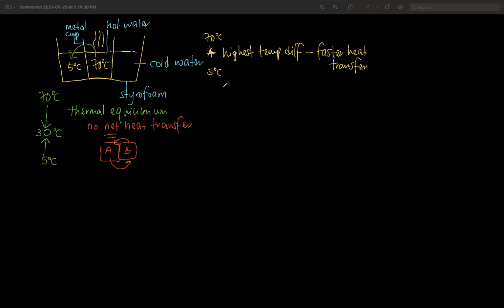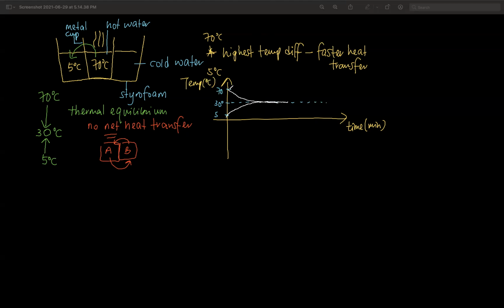So if I draw the graph showing the temperature change, let's say the x-axis is time in minutes, and the y-axis would be my temperature in degrees Celsius. Okay, 70 over here, 5 over here. They reach 30 in the end, right? So this is the equilibrium temperature. If I draw the graph, you will see it curves like this, and this one also curves like this. And eventually they go flat at the equilibrium line.